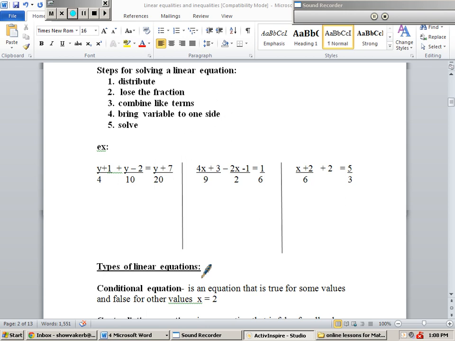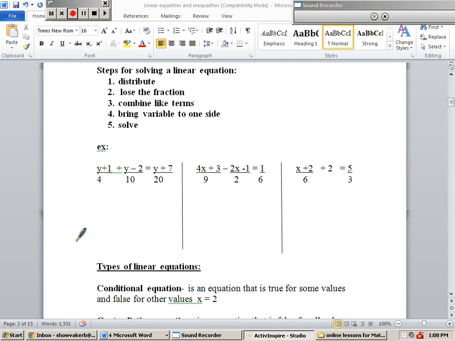Okay, so using the same skills on the next one, there is no distributing. What does 9, 2, and 6 all go into? And the answer is 18. 9 goes into 18 2 times, so I'm going to multiply all that by 2. We have a problem right here. Remember, when you're subtracting, you must change it to addition and change the sign of everything that's with it behind it. So this becomes a negative 2x and plus 1, not a negative 1 anymore.